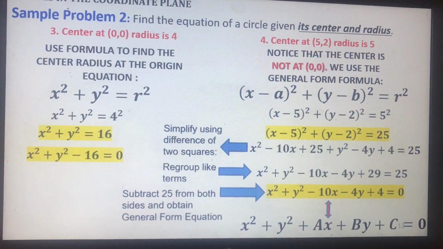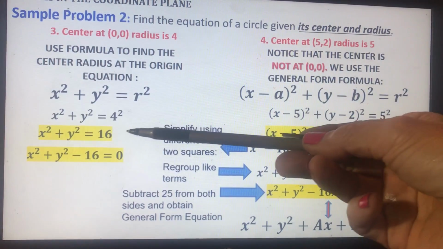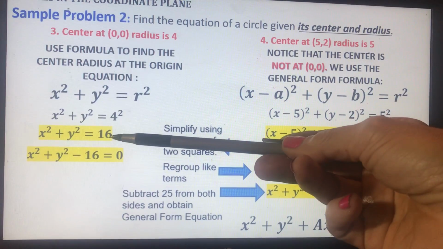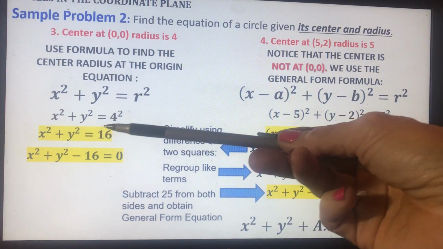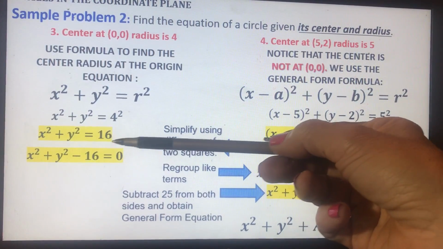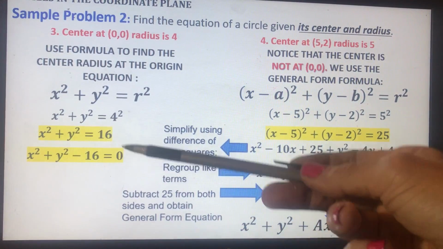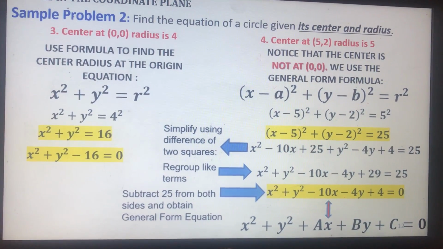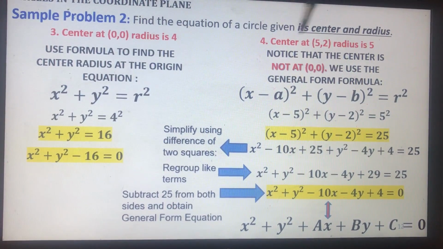Since they're asking us to find the equation of a given circle, we have to change this to the equation form. The only thing we have to do is move this constant, which is 16, to our left side so we can make this equation equal to 0. So we subtract 16 on both sides and we get x² + y² - 16 equals what? 16 minus 16, which is equal to 0.